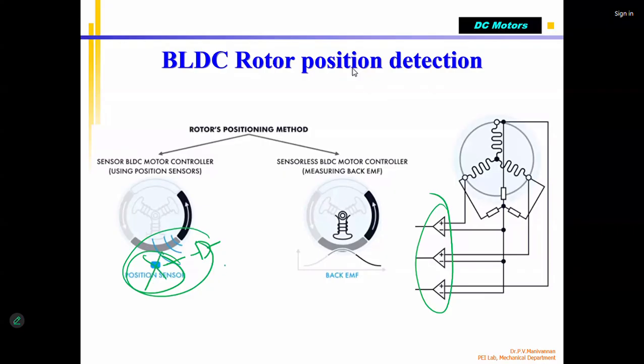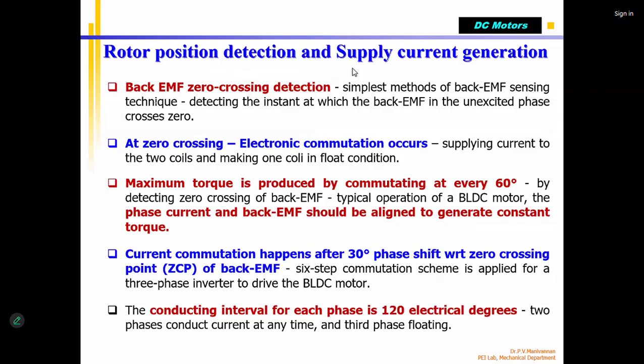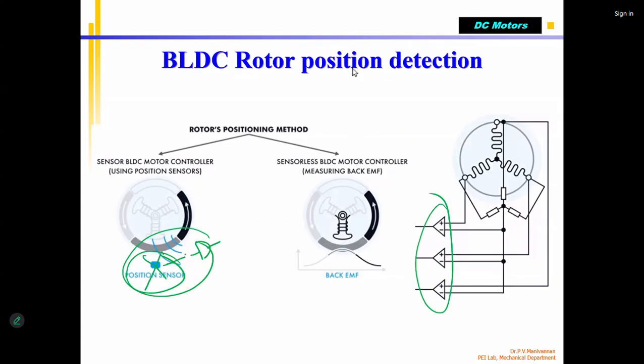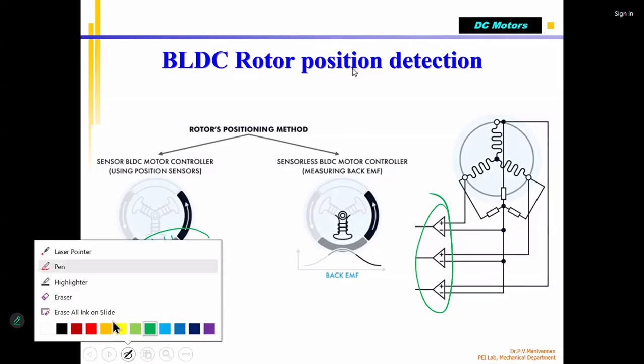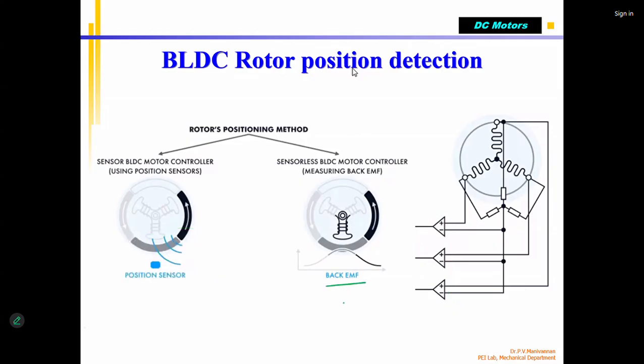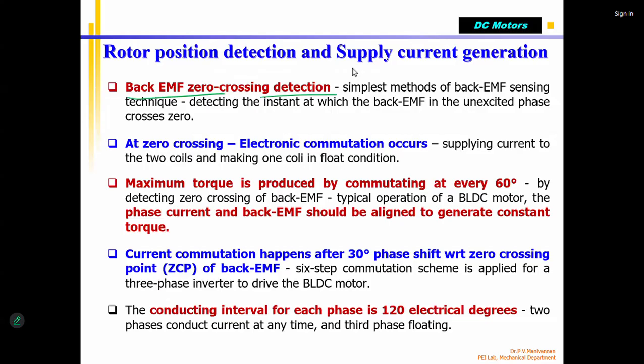Okay, these are two techniques. Back EMF zero crossing detection is the simplest. As I told you, there are two types of control: Hall effect sensor based control, and back EMF based control, which is called sensorless control. You can call it sensor based and sensorless control. This is comparatively cheaper, but there are some issues. We don't have time to discuss the same thing more, and we have to move to something else in the next class.